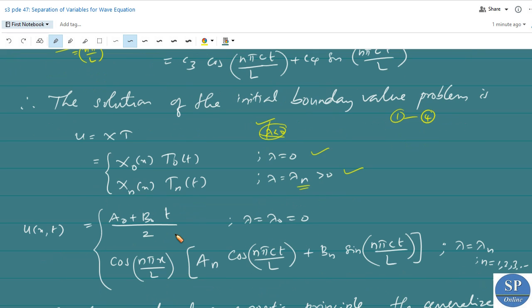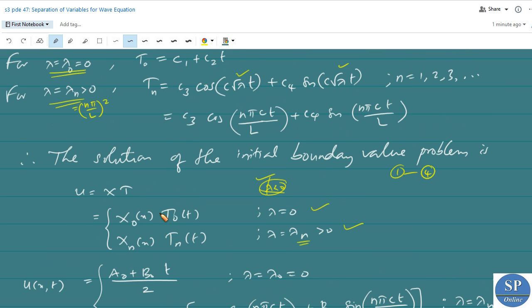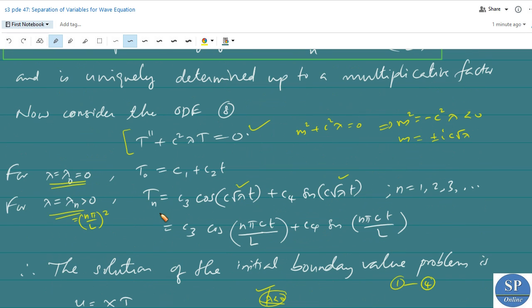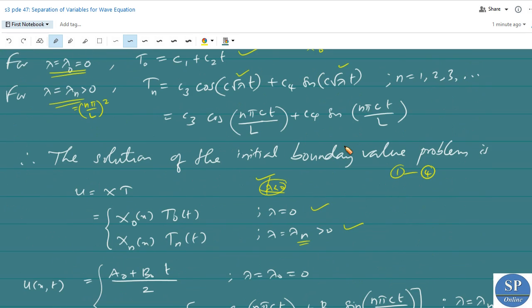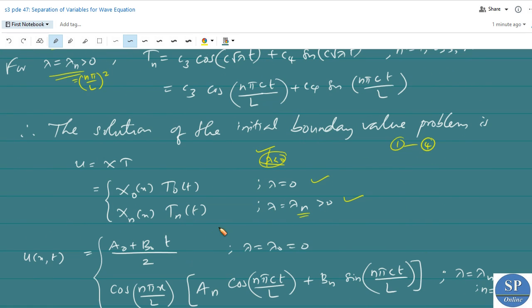So replacing those values, we will get a naught plus b naught t divided by 2. Actually we have, when lambda equal to 0, we already obtained that T naught is equal to c1 plus c2 t, and X naught is equal to 1, right? Or we can use any constant c. If you take this constant c as 1 by 2, we will have a naught plus b naught t divided by 2. So for lambda equal to lambda naught, which is equal to 0, we have this as the solution.